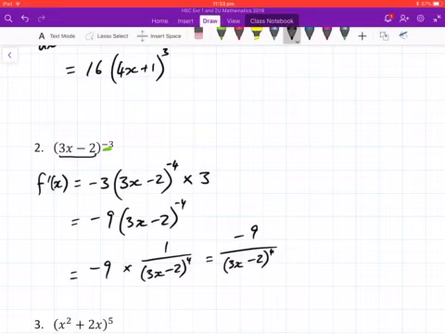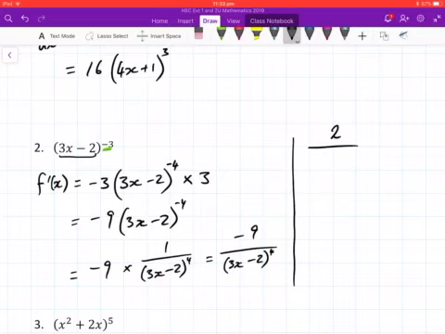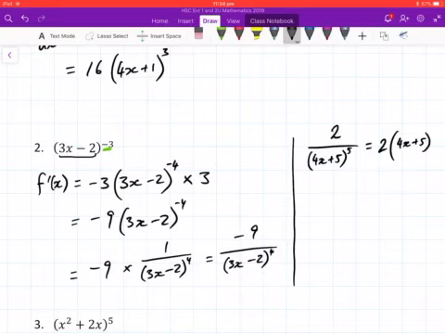Okay, that's good. Now, as a note, if I had something like 2 over (4x plus 5) to the power of 5, I would just rewrite that as 2 outside of (4x plus 5) to the power of negative 5, and then you could differentiate.